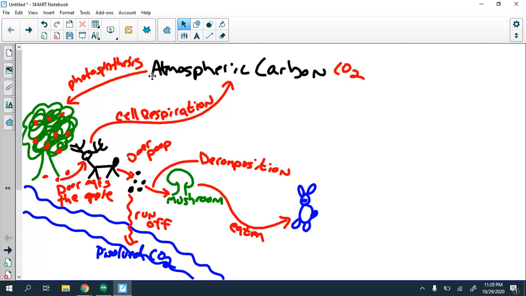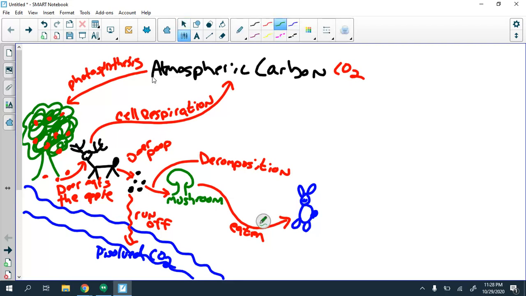CO2 in the water. The mushroom then feeds off some of that deer poop, and the carbon now is literally a part of the tissues in the mushroom. And the mushroom gets eaten by the rabbit. And so now the carbon that was in the atmosphere has made its way all the way through to the rabbit, right? In the meantime, we have some other things going on here.